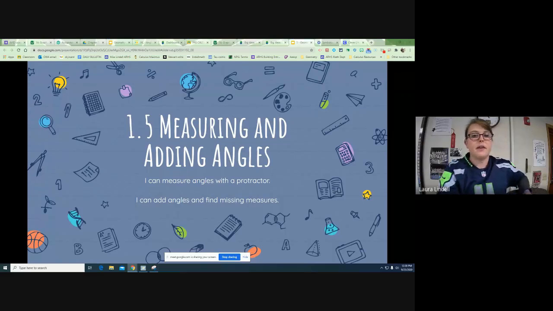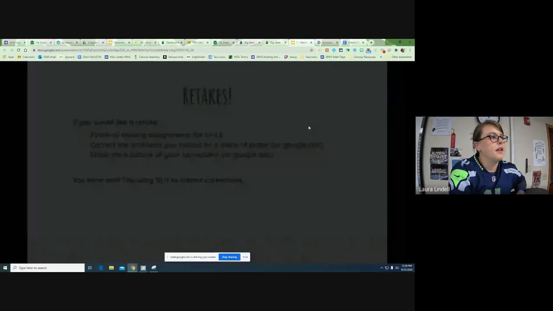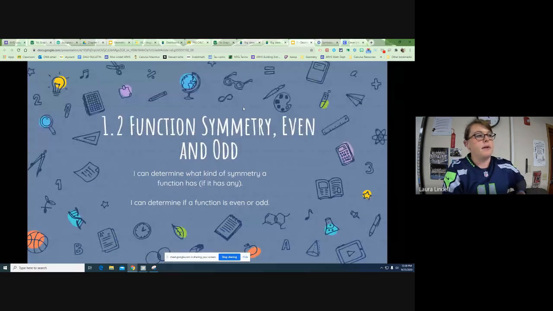Okay, there we go. So today's kind of a continuation of what we did yesterday. It's just adding... nope, that's geometry. Measuring and adding angles is not what we're doing. There we go. Sorry about that. Function symmetry, and then even and odd functions. So we're adding one more way to analyze functions and graphs.